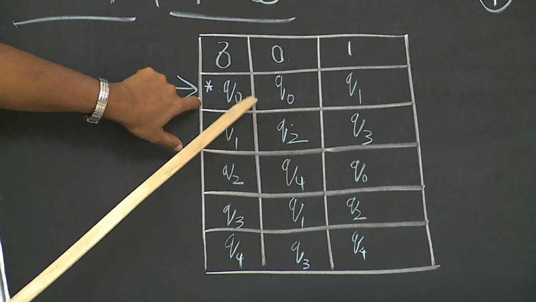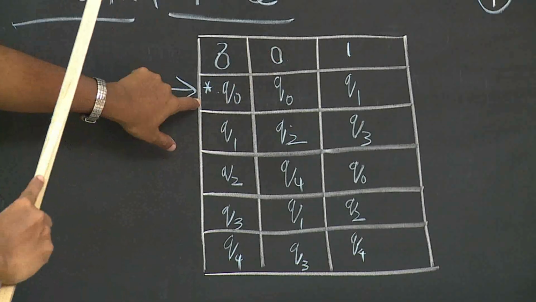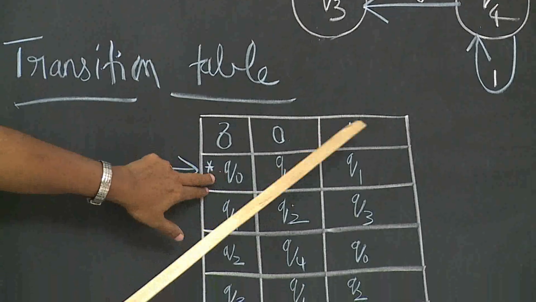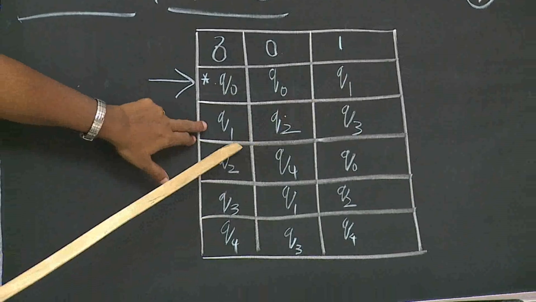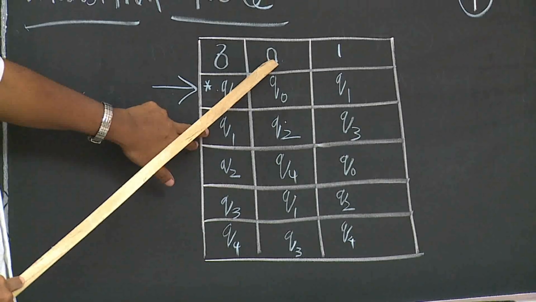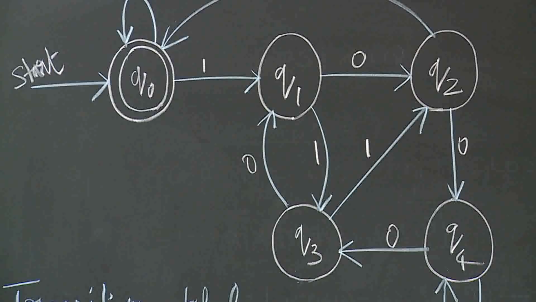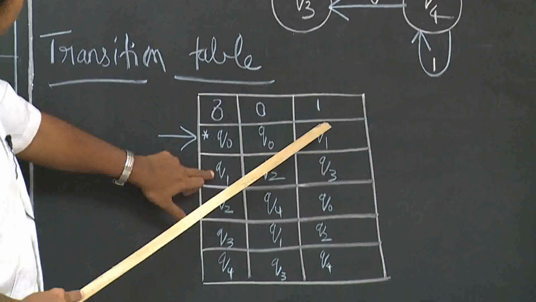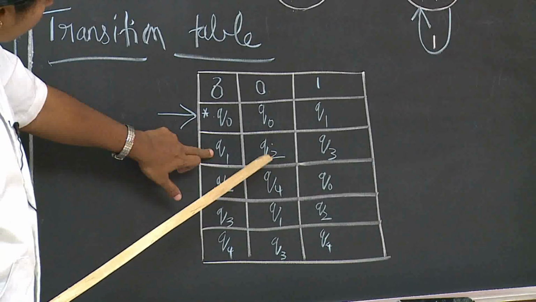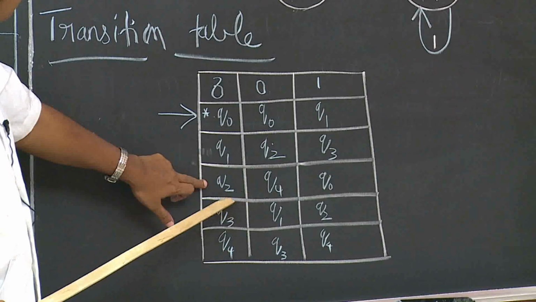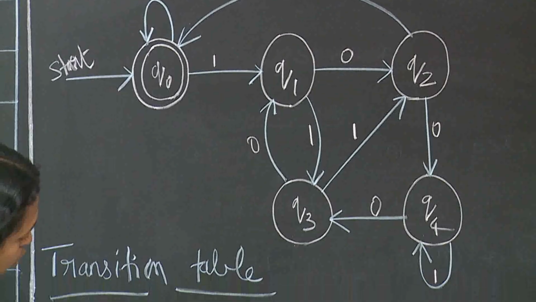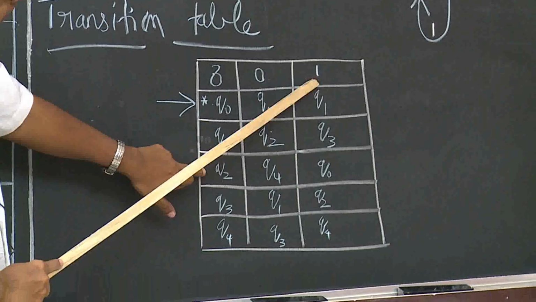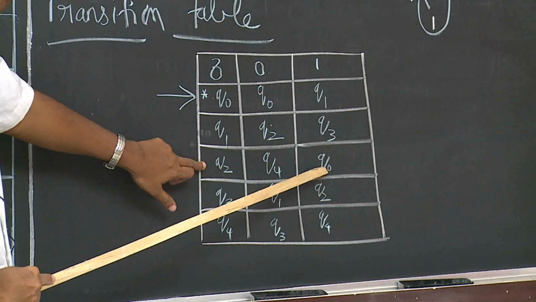Here, from Q0, after accepting the input symbol 0, it remains in Q0 itself. After accepting the 1, it moves from Q0 to Q1. In case of Q1, after accepting the 0, it moves from Q1 to Q2. After accepting the symbol 1, it moves to Q3. Next, in case of Q2, after accepting the symbol 0, it moves to Q4. After accepting the symbol 1, it moves to Q0.